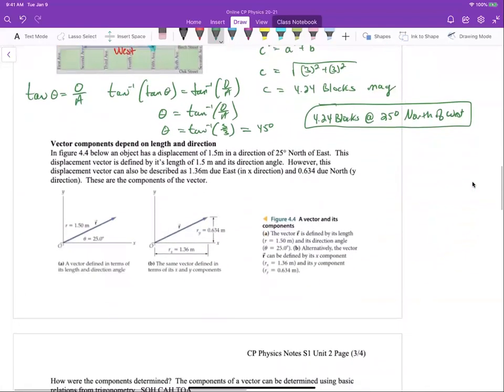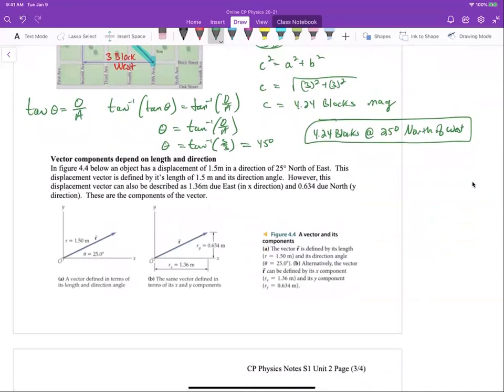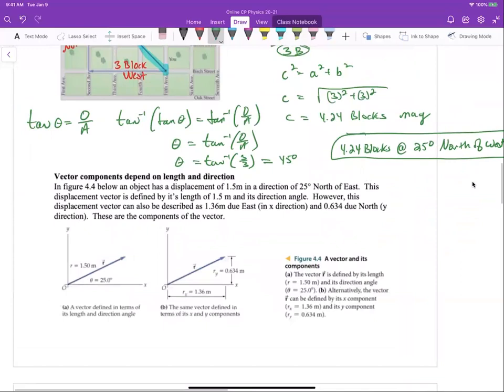Vector components depend on length and direction. In figure 4.4 below, an object has a displacement of 1.5 meters in the direction of 25 degrees north of east. The displacement vector is defined by its length, 1.5, and its direction angle. However, this displacement vector can also be described by its components. I can break it down into its components. Its displacement is 1.36 meters in the x direction and 0.634 meters in the y direction, or due north.